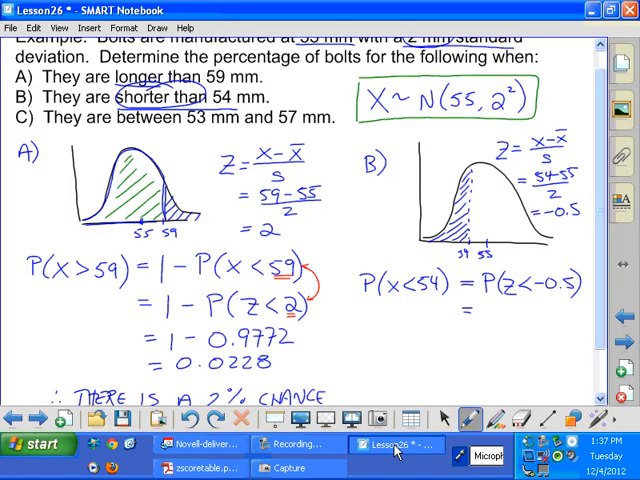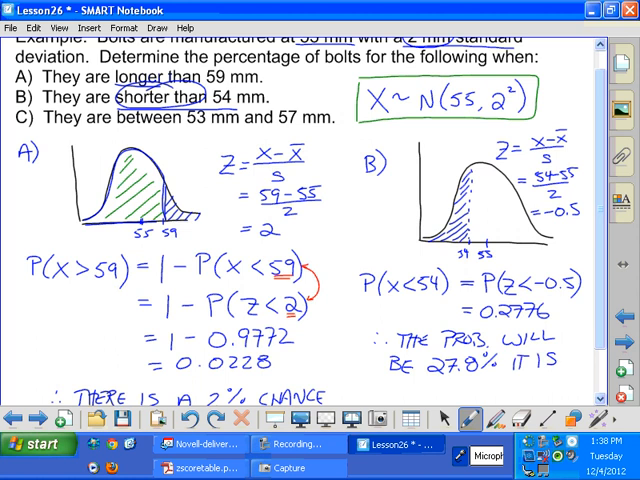There we go. So 0.2776. So therefore, the probability will be 27.8%. It is shorter than 54. All right. Oh, 54 millimeters. Okay, so it deals with the area underneath.